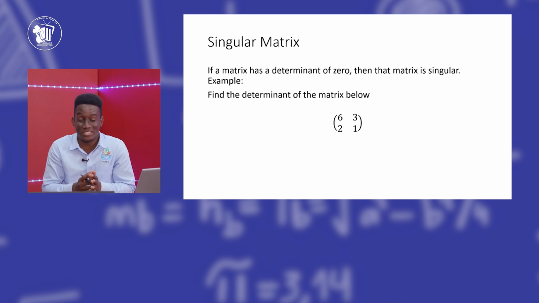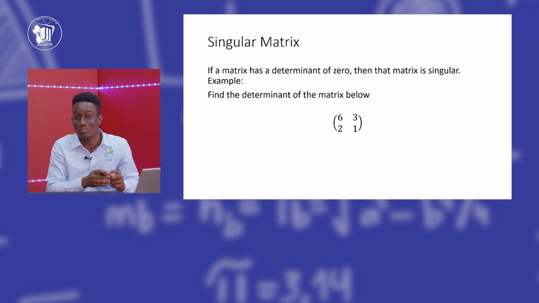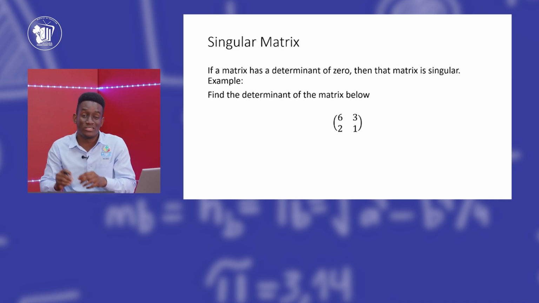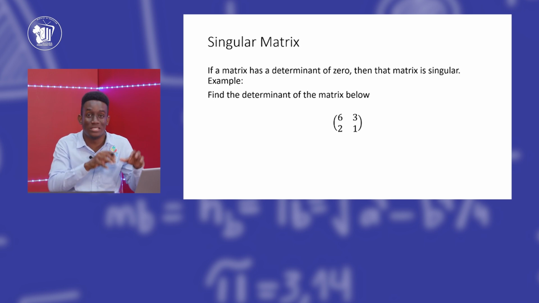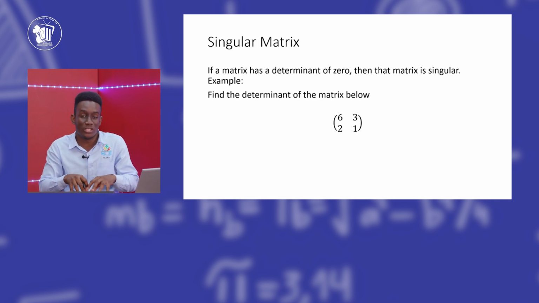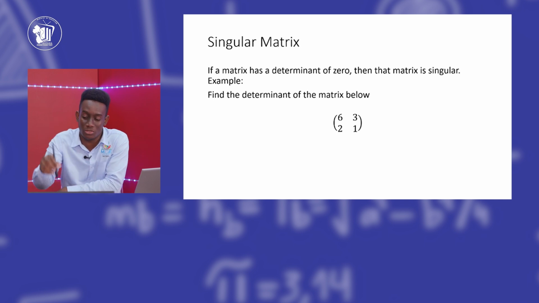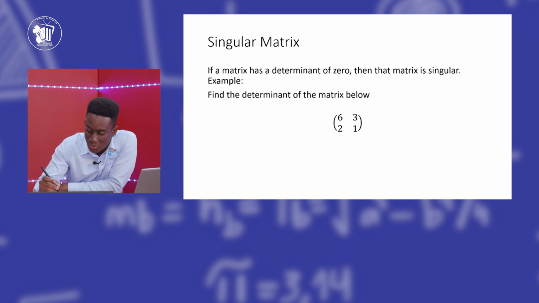Now, if a matrix is singular, then that simply means the determinant of that matrix is equal to 0. If the determinant of a matrix is 0, then that matrix is considered to be singular. So of course, we can use this concept to answer questions. But first, let's find the determinant of this matrix below. So we know it's AD minus BC.